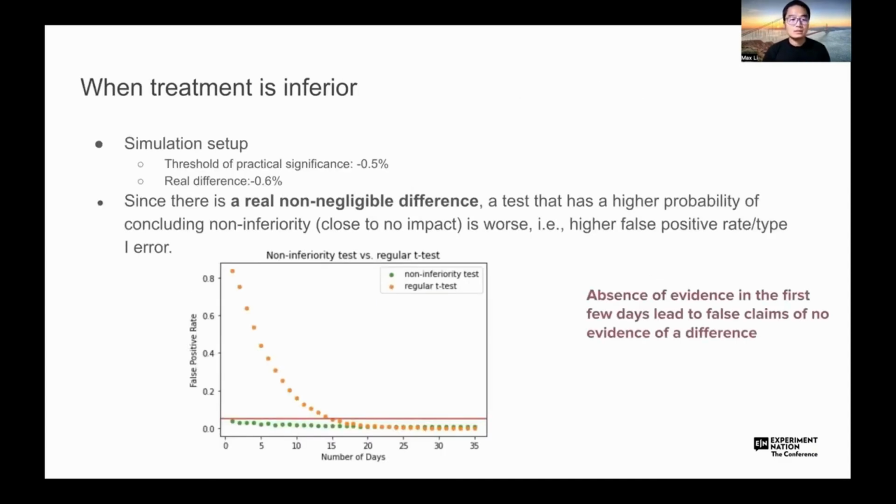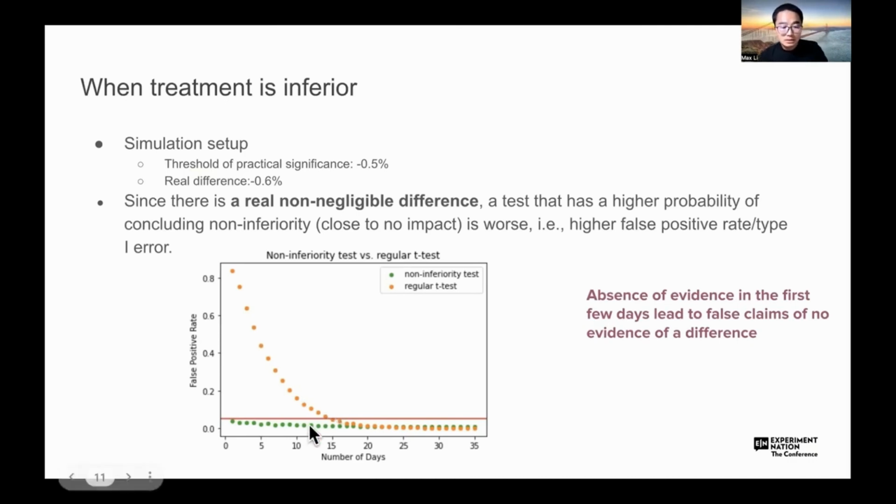Let's compare non-inferiority test and regular A/B test in this simulation study. In this simulation study, we know the treatment is indeed inferior. So in this plot, the x-axis indicates the number of days we run the experiment, and y-axis is the error rate. The orange dots are for regular A/B tests, and the green dots are for non-inferiority test. So the first orange dot here indicates that when the treatment is indeed inferior, there is a higher than 80% chance a regular A/B test would incorrectly claim that the treatment is non-inferior. The longer we run the experiment, the lower the error rate for the regular A/B test.